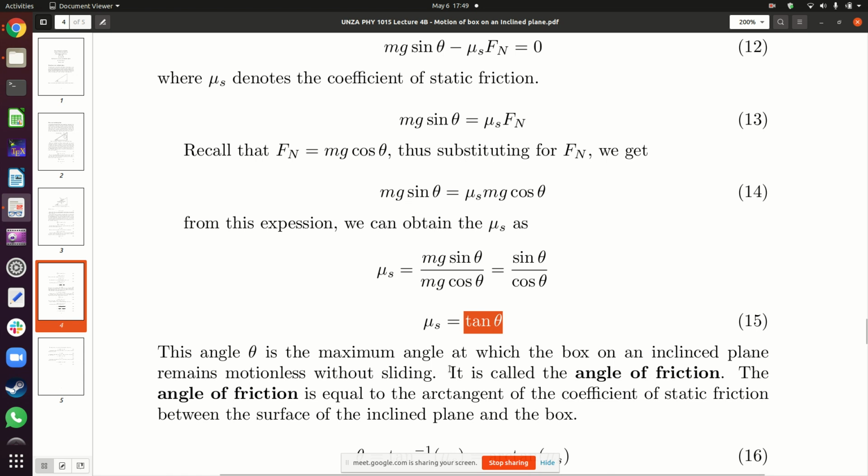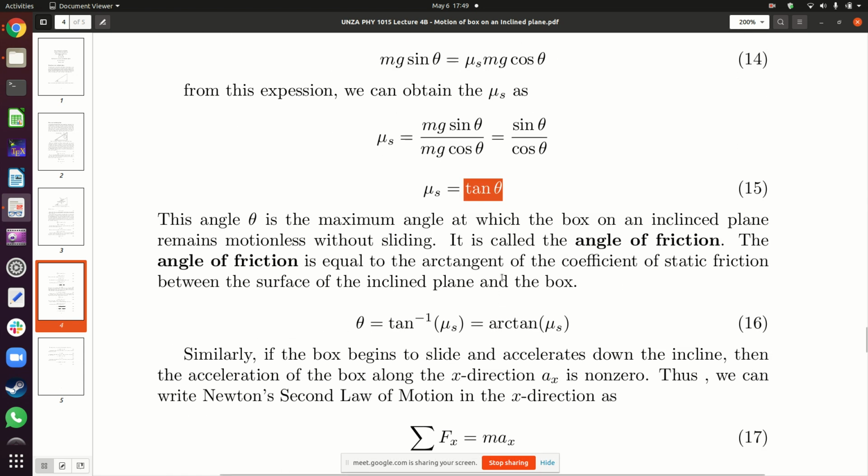Okay, so the coefficient of static friction in this case is just going to be the tangent of the angle of the incline. Theta is the angle of the incline. So that's how you find this coefficient of static friction. If someone asks you to find the coefficient of static friction when an object is motionless on an incline, the way you find it is simply by working out the tangent of the angle of the incline.